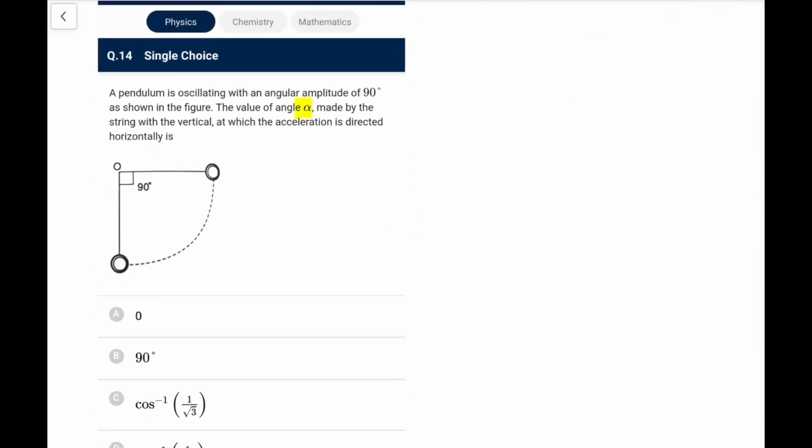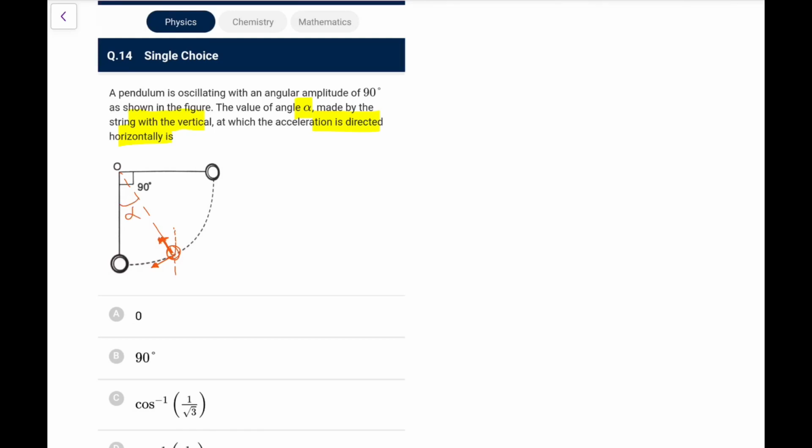Now the next one. A pendulum is oscillating with an angular amplitude of 90 degree. Find the angle alpha made by the string with the vertical at which the acceleration is directed horizontally. So if I look at any angle like this, one component of acceleration is, let's say, AC and the other is AT. For the acceleration to be horizontal, the vertical components of both must cancel out. Let's say this angle is alpha.